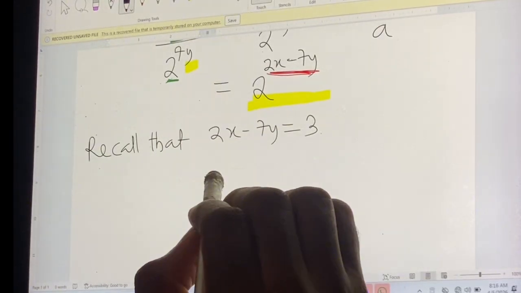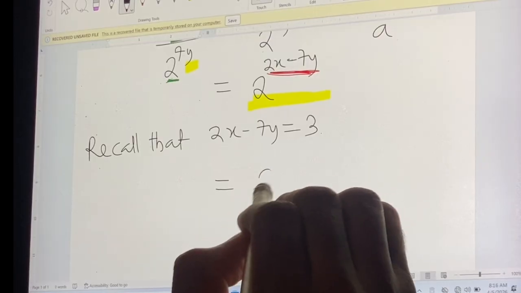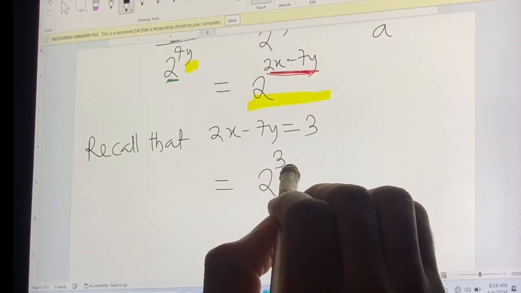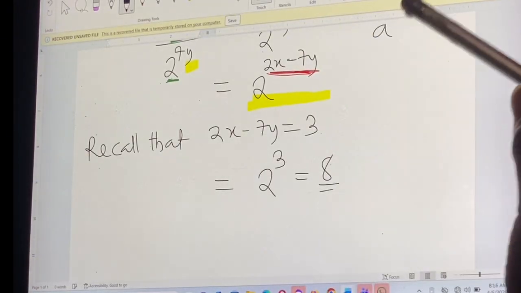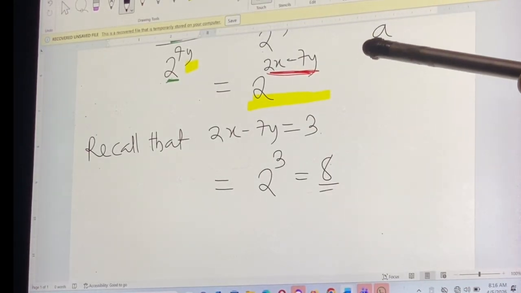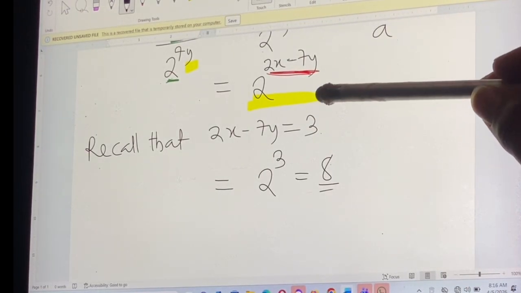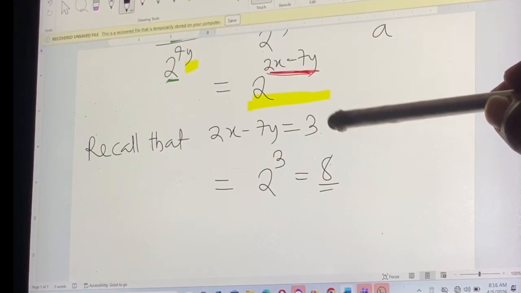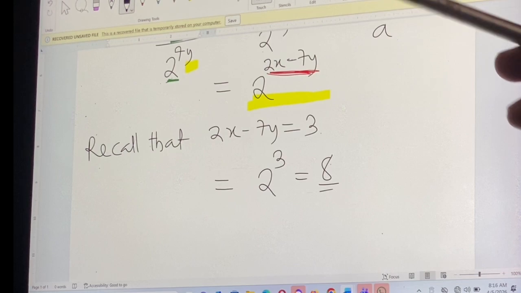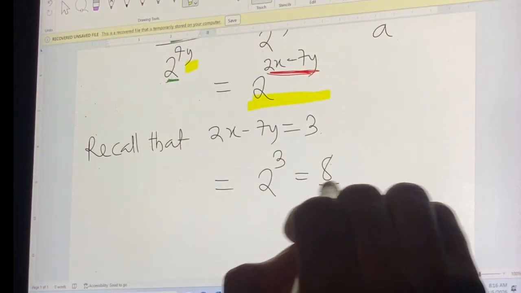So my answer here will be equal to 2 raised to the power of 3, and 2 raised to the power of 3 is 8. Please take note of that. Please don't mistake this. 2 raised to the power of 3 is not the same as 2 times 3. 2 raised to the power of 3 simply means 2, repeated in 3 places. That is 2 times 2 times 2. And the answer will be 8. So this is my answer here, okay?